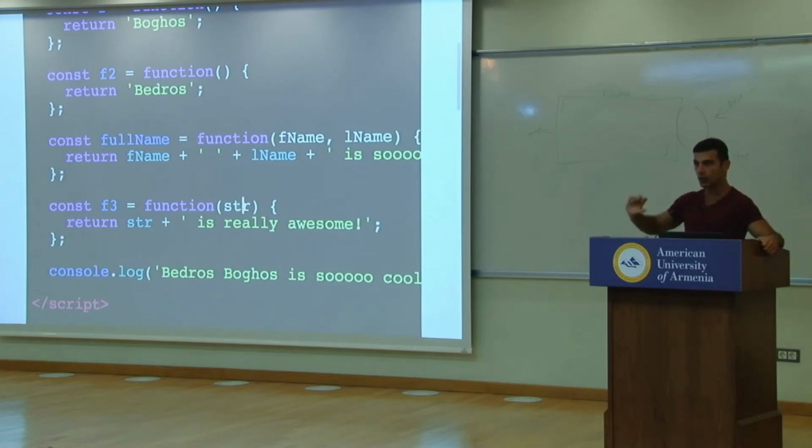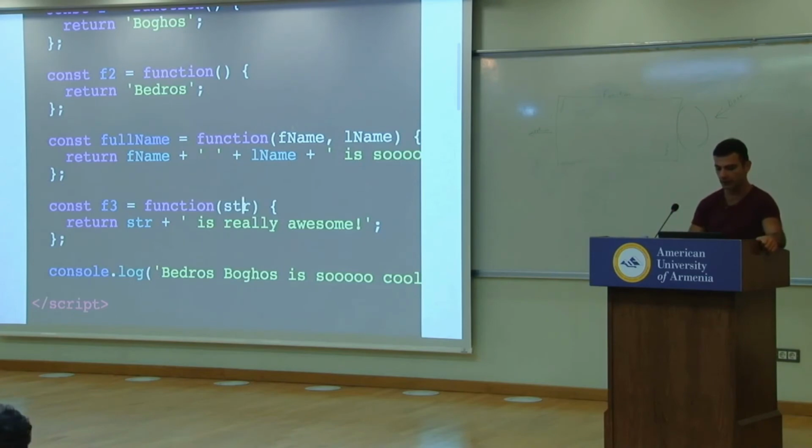So the order in which I pass arguments matters because they go into the corresponding variable names. That's why when I call this with Boros and Bedros, Boros goes here, Bedros goes here. If I call the same thing with Bedros Boros, you get Bedros here, Boros there.